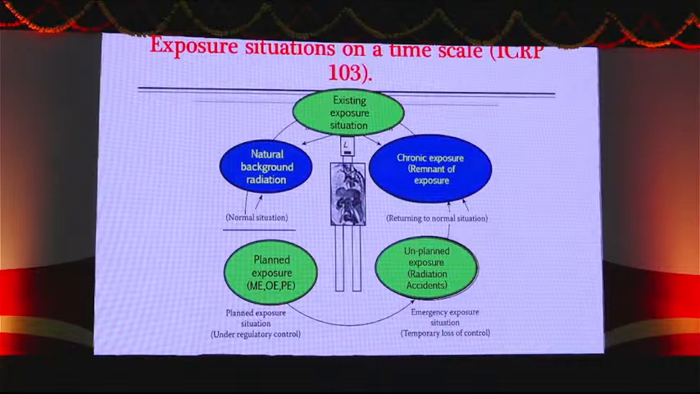In this figure from ICRP 103, you can see the concept of the three exposure situations on a time scale. Following an accident, the planned exposure situation, which is under regulatory control, turns into an unplanned exposure situation when some incident or accident happens and there is a temporary loss of control. This is an emergency exposure situation. When things settle down, it turns into an existing exposure situation.